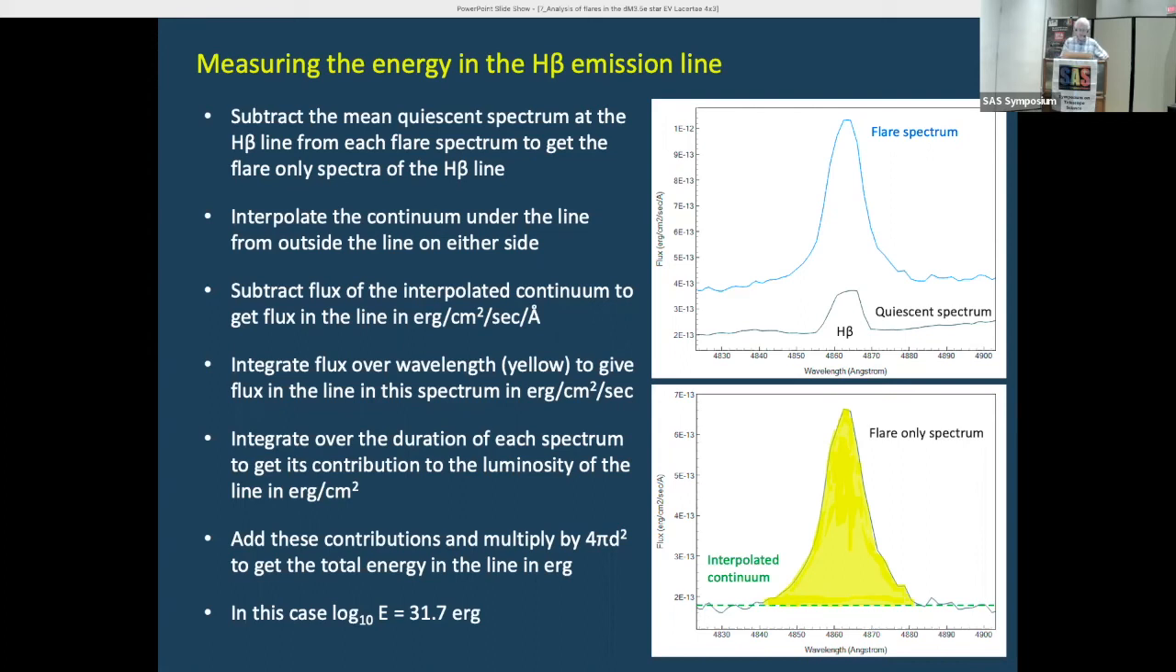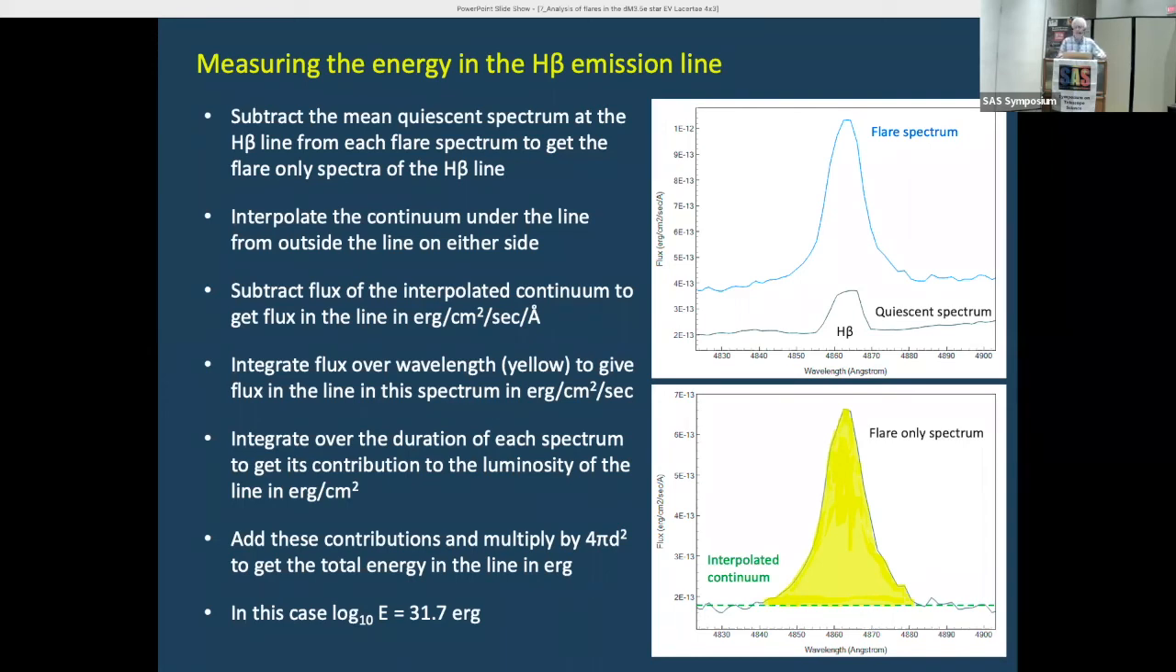And then if you want to find the total energy being emitted in the emission line, we have to multiply by 4 pi d squared, where d is your 5 parsec distance, because you've got to integrate over the whole solid angle around the star to find out the total energy that was being emitted in the flare. And in this case, log E was 31.7. And if you remember what it was for the total B-band energy, this is about 1/10 of the energy which was being emitted in the flare in the B-band as a whole. So because we have this data, we're able to quantifiably analyze the data to get numbers like this out.